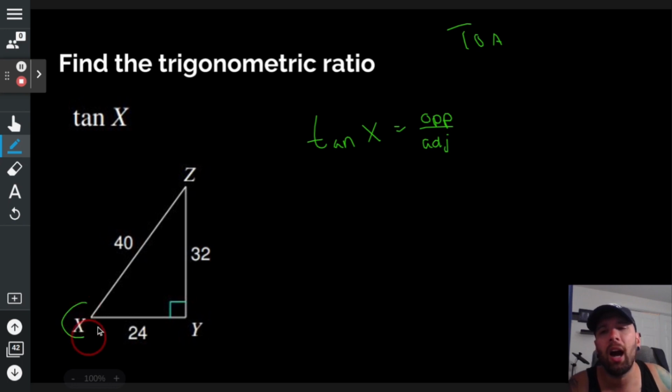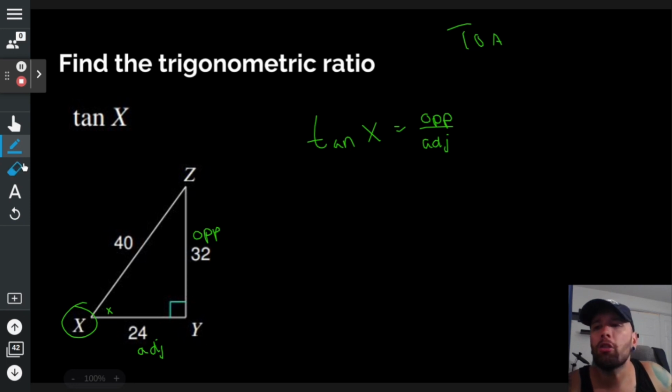X is this guy right here. I need to find the sides based off of my angle right here, and I'll even put the angle X in there so you can see it a little bit better. I care about the side that is opposite to X. That would be 32, so 32 is my opposite. Which one's my adjacent, 40 or 24? Well, 40 is the hypotenuse, and the hypotenuse is always the hypotenuse, so it's not the adjacent.